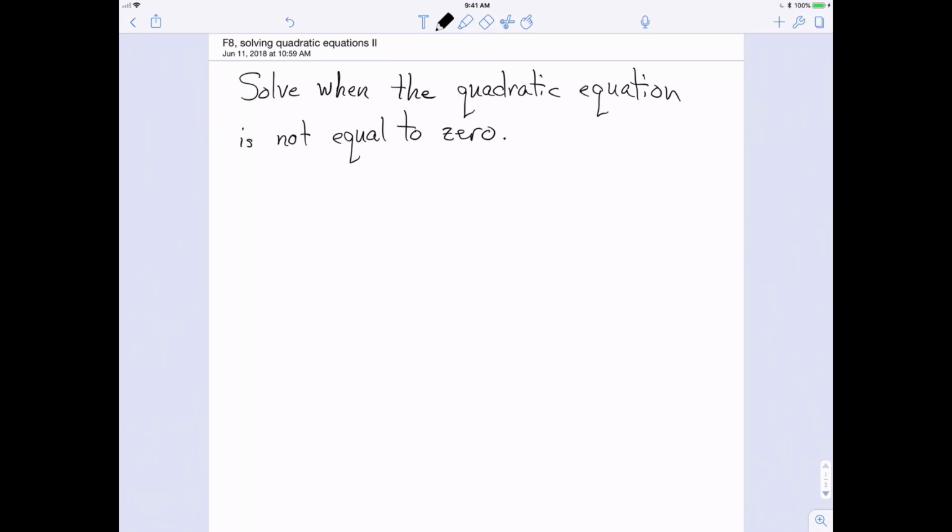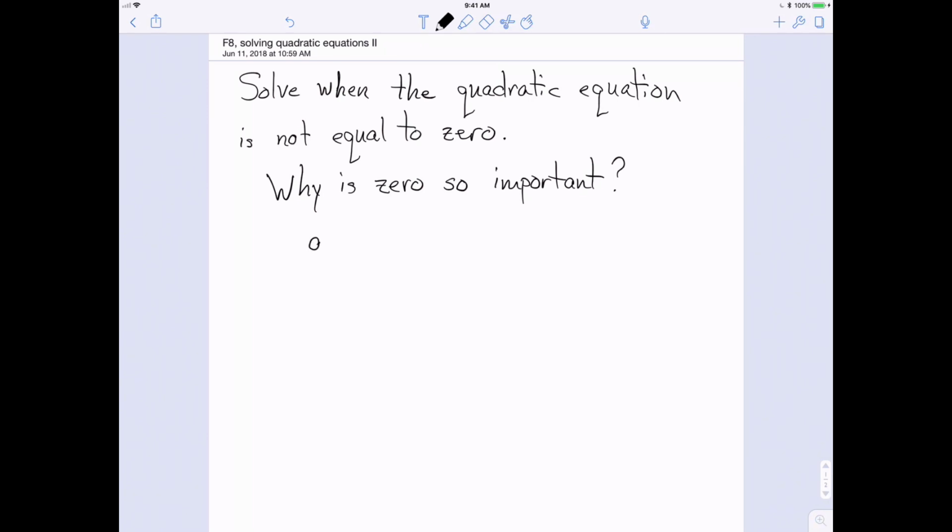So before we tackle an actual problem, the question might become, well, why is zero so important? Why is zero so important? And I can show you why.